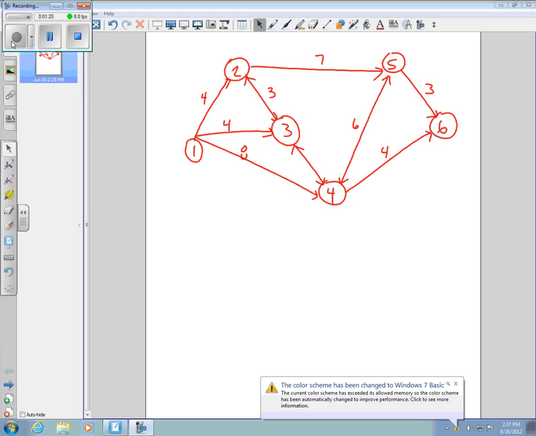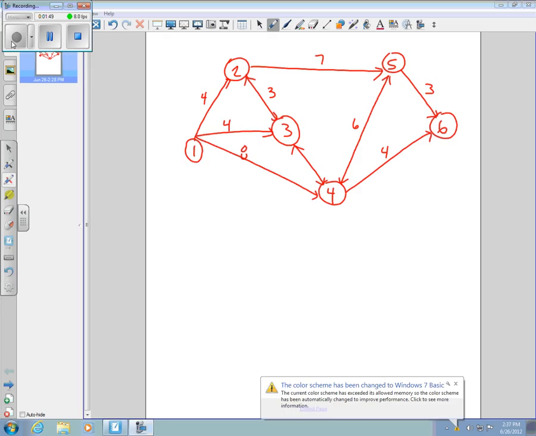So for example, if you look at the nodes 3 and 4, you'll notice there's an arrow pointing both directions. So there's actually an x34, which corresponds to taking the path from 3 to 4. And there's also a decision variable called x43, which corresponds to whether or not we take the path from 4 to 3. So this is one particular scenario we might face.